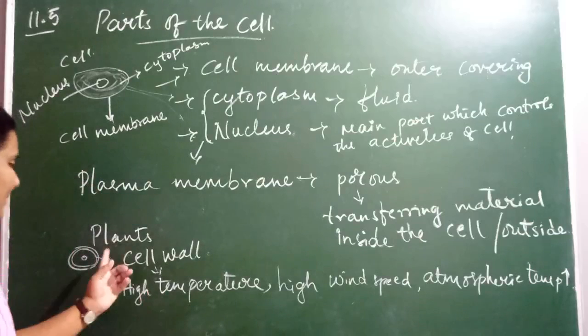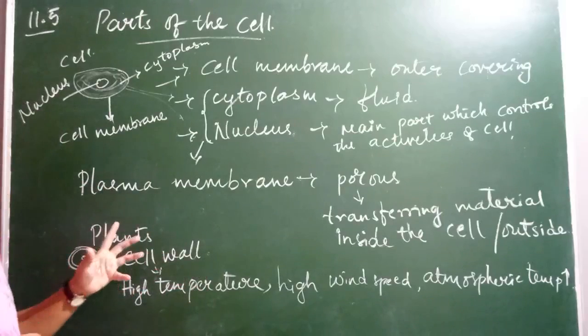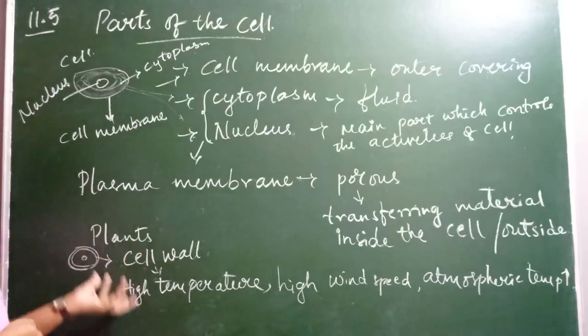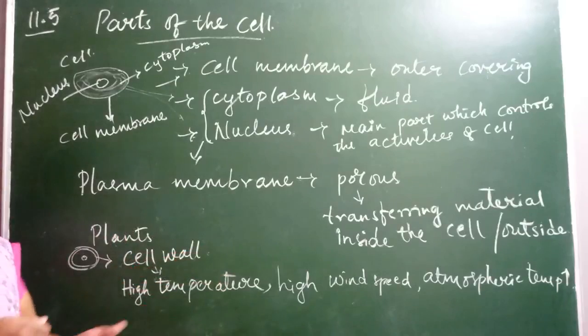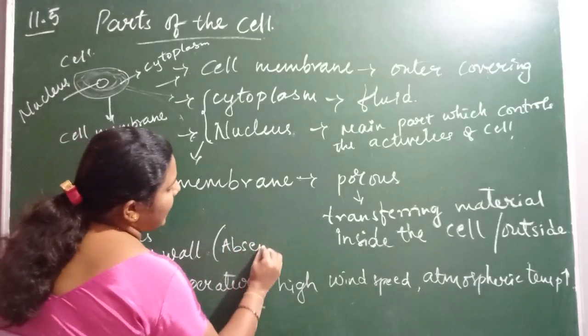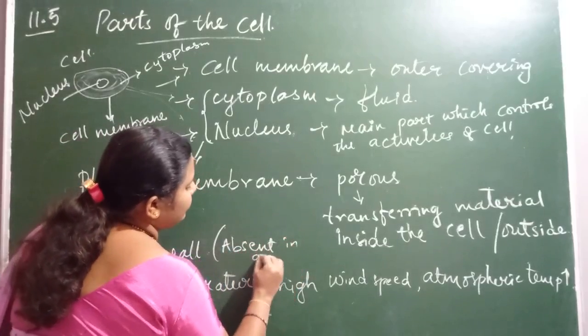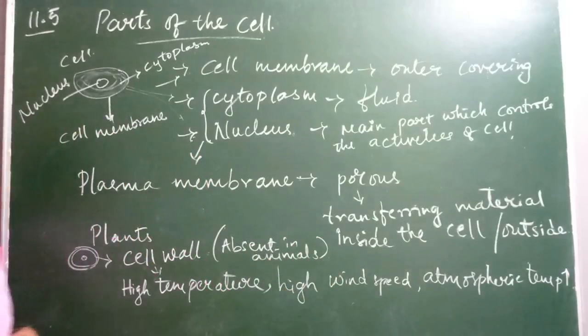Got it, children? The main function of a cell wall is what? To protect the cytoplasm and the nucleus and different cell organelles which are present in it. And this cell wall is absent in animals. What is this? This is absent in animals. Better you can take, children. Cell wall is absent in animals. Only we can find in plants.